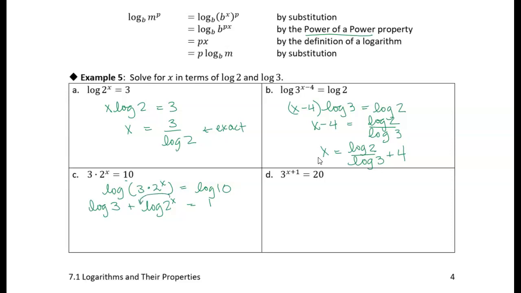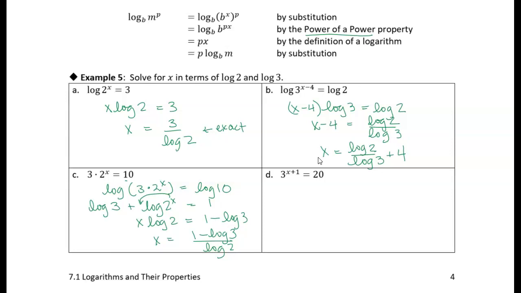I'm going to subtract the log of 3 from both sides. So I'm going to get x log of 2 is equal to 1 minus the log of 3. And then all I need to do is divide both sides by the log of 2. So I get x is equal to 1 minus the log of 3 all over the log of 2. All right, and that's it. That's my exact answer.